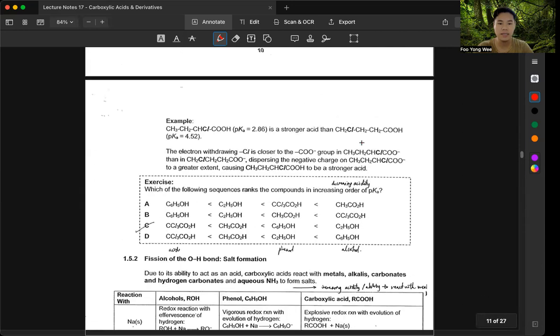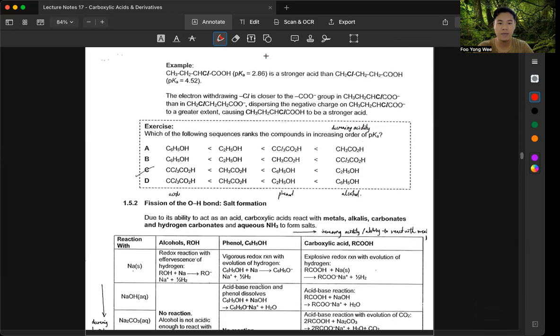Now, these are just examples. If you have a compound with a lower pKa, of course, this is a stronger acid than this. Then they say that the electron withdrawing Cl is closer to the COO minus group in this compound compared to this. So how do you explain that in words? With the electron withdrawing group closer, it will disperse the negative charge. So these are the keywords: disperse negative charge to a greater extent. So it will make that acid a stronger acid.